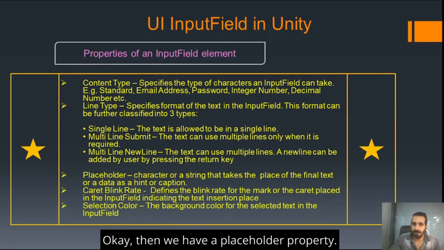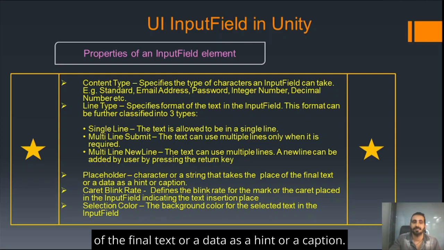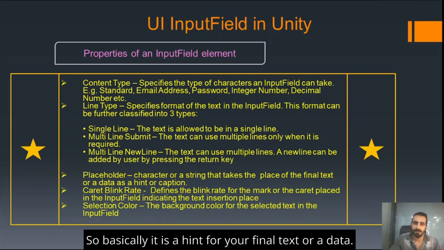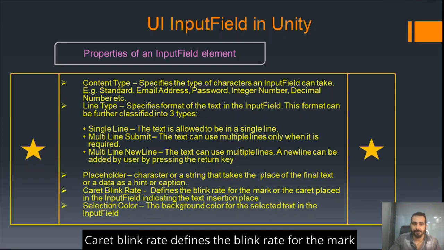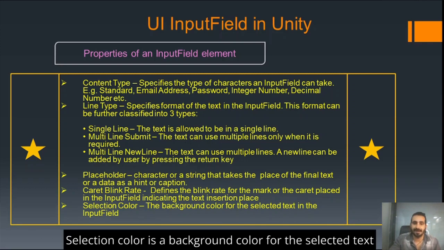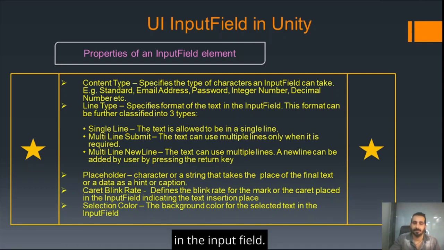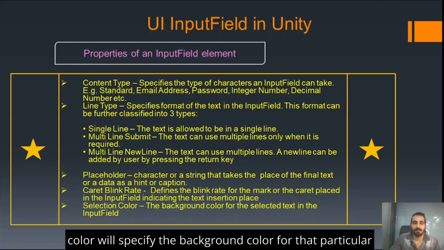Then we have a Placeholder property. Placeholder is a character or a string that takes the place of the final text or data as a hint or a caption. So basically it is a hint for your final text or data. Then we have Caret Blink Rate. Caret Blink Rate defines the blink rate for the mark placed in the input field, indicating the text insertion place. Then we have Selection Color. Selection Color is the background color for the selected text in the input field. So whatever text you select in the input field, Selection Color will specify the background color for that particular text.